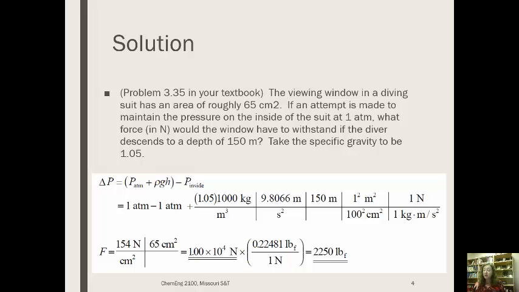But I have to play the unit conversion game. Okay, g sub c is going to show up, 1 newton per kilogram meter per second squared. And so, based on this, I'm going to be able to calculate a delta P. The force is pressure times area, right? Pressure is force per unit area, so force is pressure times area. So 154 newtons per square centimeter times my 65 square centimeters. And I end up with 1 times 10 to the 4th newtons, or 2,250 pounds force.